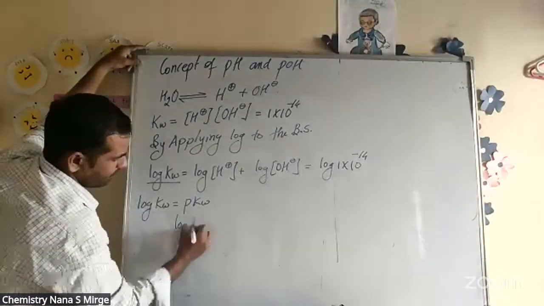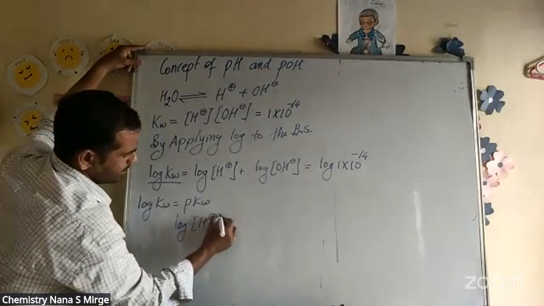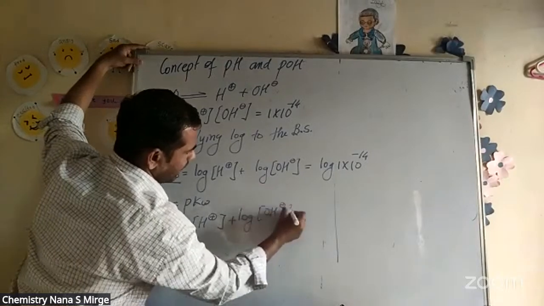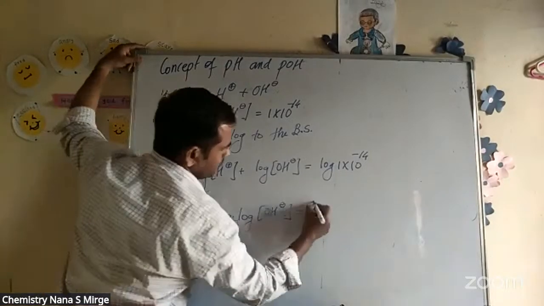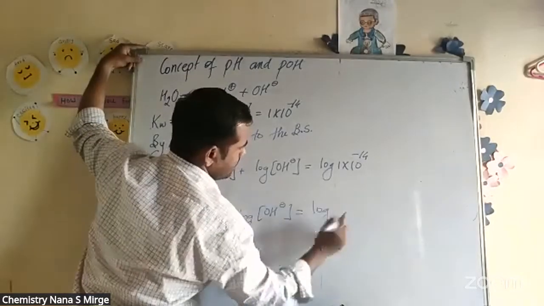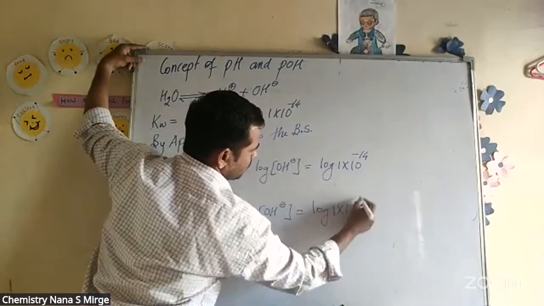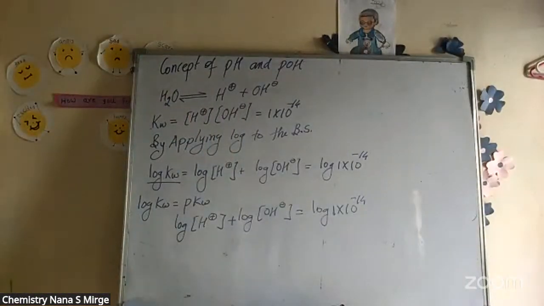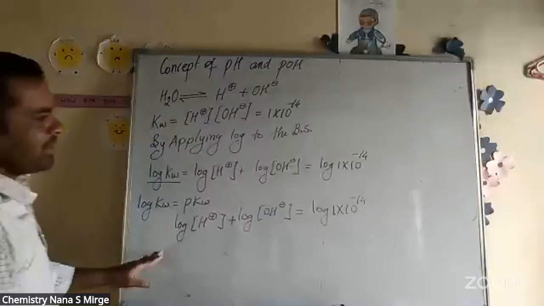Log of H plus ion plus log of OH negative ion is equal to log of 1 into 10 raised to power minus 14. Have you got this equation? समझ में आ गया ये equation? Are you understood this equation? बताओ. Yes, sir. Okay? हाँ बेटा, अब इसमें हम क्या करेंगे?